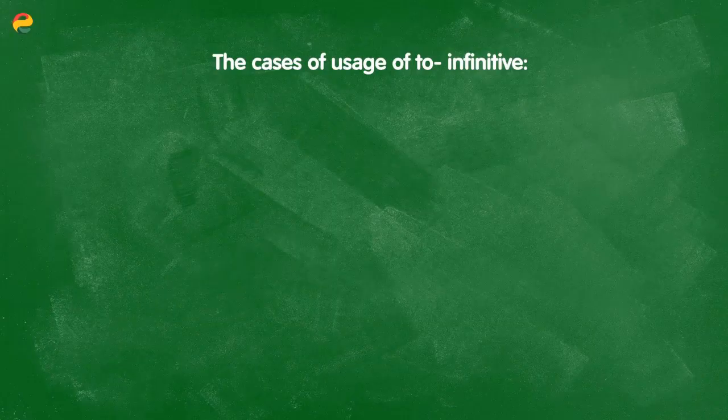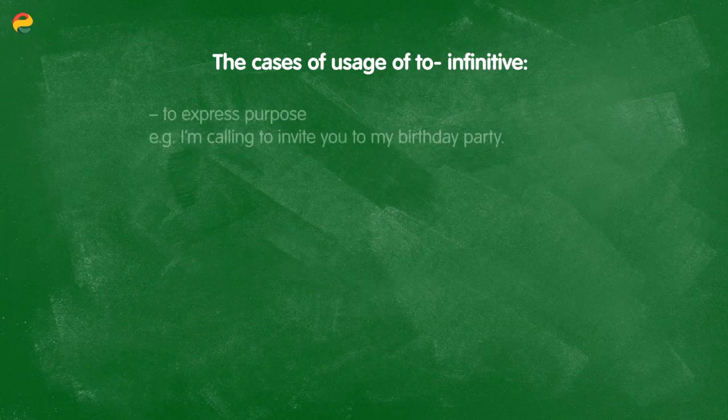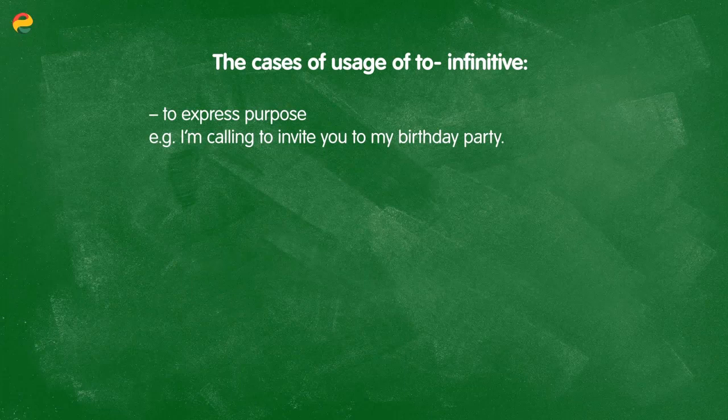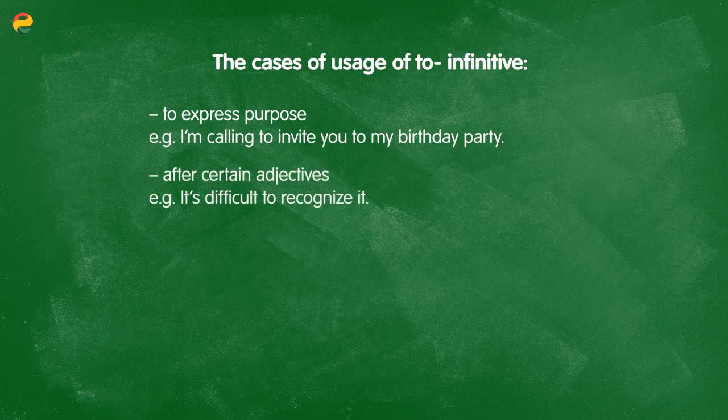So let's begin by looking at some cases of usage of the infinitive and reviewing what the infinitive even does. One way that we can use the infinitive is to express purpose. For example, I'm calling to invite you to my birthday party. Here, to invite tells you about the purpose of calling. Or we also use the infinitive after certain adjectives. For example, it's difficult to recognize it.